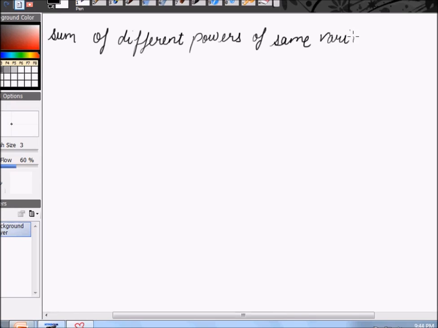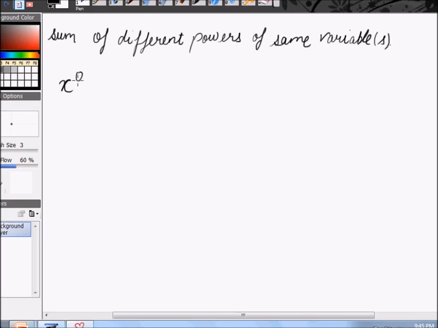Let us clarify this with some examples. Sum of different powers of the same variable. Before starting the clarification, let us know the lower powers.